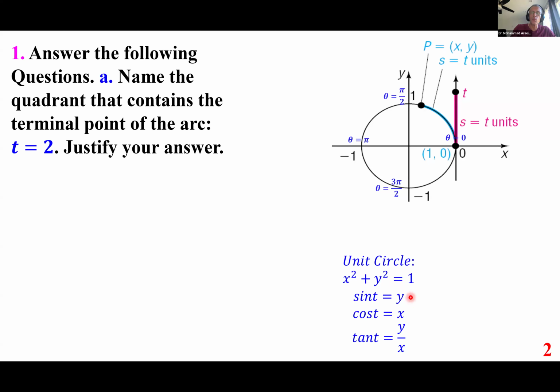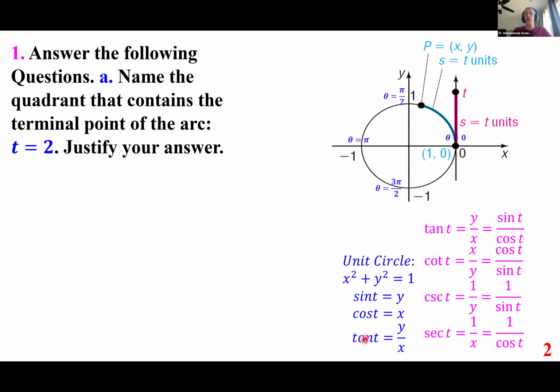Sine represents the y, cosine represents the x, and tangent is the ratio of sine over cosine, or simply y over x. And in general, if you don't have a unit circle, you have a circle in general, x squared plus y squared equals r squared, then tan is y over x, sine over cosine, and so on and so forth. These are reciprocal identities everybody is familiar with by now.